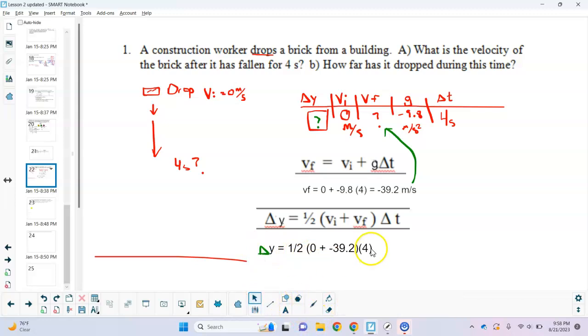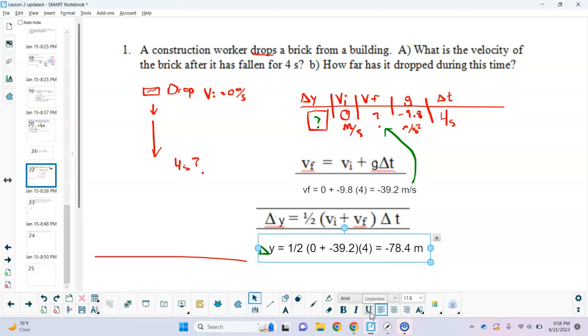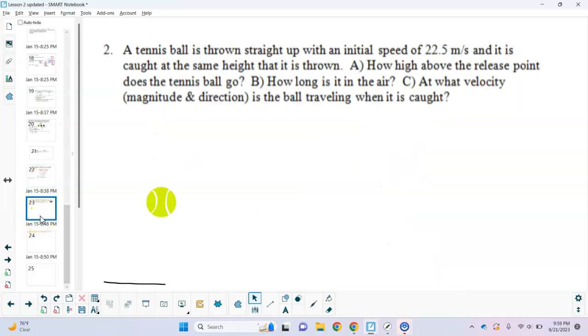And if we keep going, we just put that in the calculator, and you should do this on your own to make sure you're getting the same numbers. But I got negative 78.4 meters. So that also makes sense that it's negative because it is falling downward. So pretty similar to what we did in the horizontal 1D kinematics problems, but now we're just working vertically. Okay, let's try the next one here.